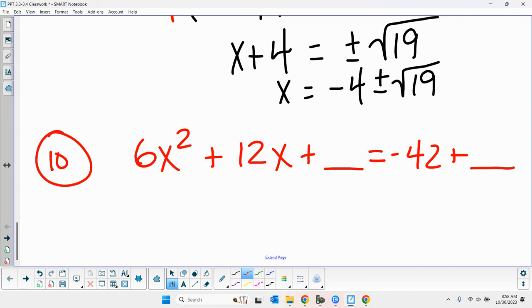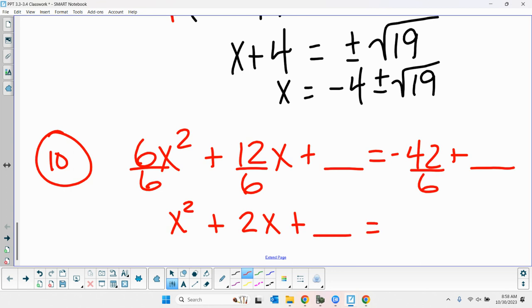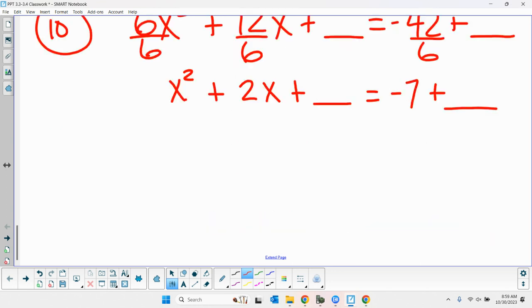All right, before I can do this, I got what for A? 6. So what do I got to do in the first step? Divide everything by 6. So I get x squared is what I want. 12 divided by 6 is 2. Negative 42 divided by 6 is negative 7. So that's what my problem looks like.